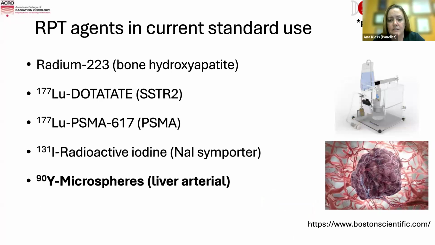Finally, this one is not a parenteral drug. It's given through the liver arterial distribution. It's yttrium-90 microspheres. There's TheraSpheres and SIR-Spheres. Yttrium-90 is a beta emitter, and these are not molecularly targeted, but they're injected through the liver arterial blood supply, and based on their size, lodge into the microcapillaries of the tumor and then deliver radiation locally. And this is for liver tumors only.